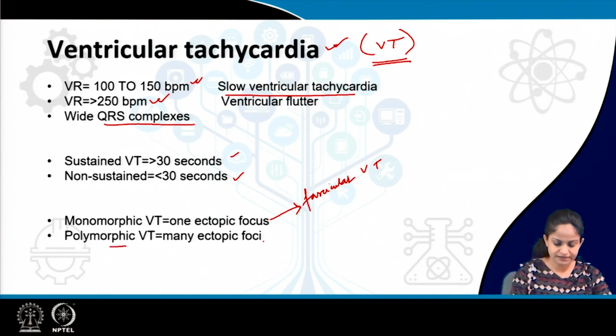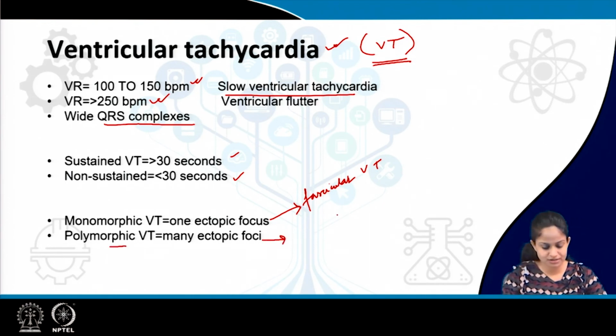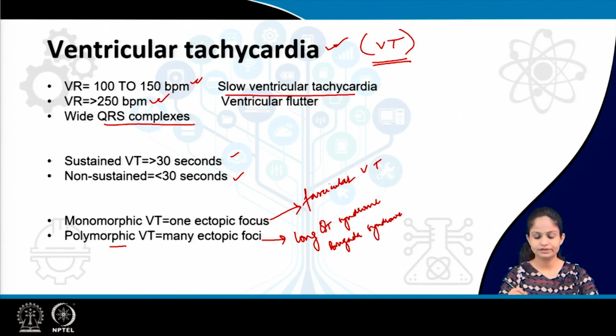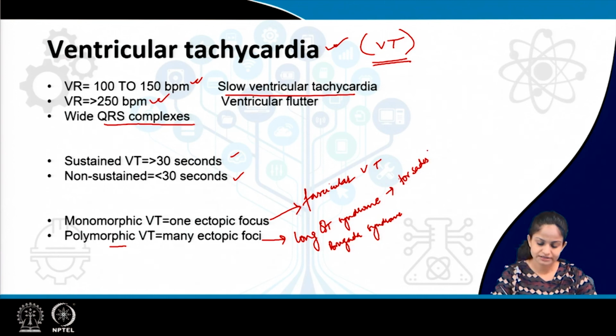Polymorphic VT, which is even more dangerous, has many ectopic foci. Too many ectopic foci are there, we do not know from where the impulses are originating. The most common example is long QT syndrome. Then we have Brugada syndrome. Now, in case of long QT syndrome, the polymorphic VT which is occurring is also known as Torsades de Pointes.